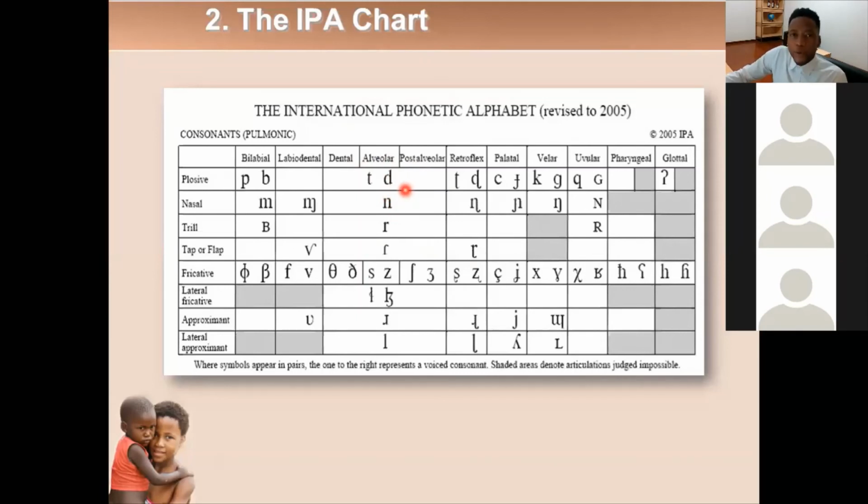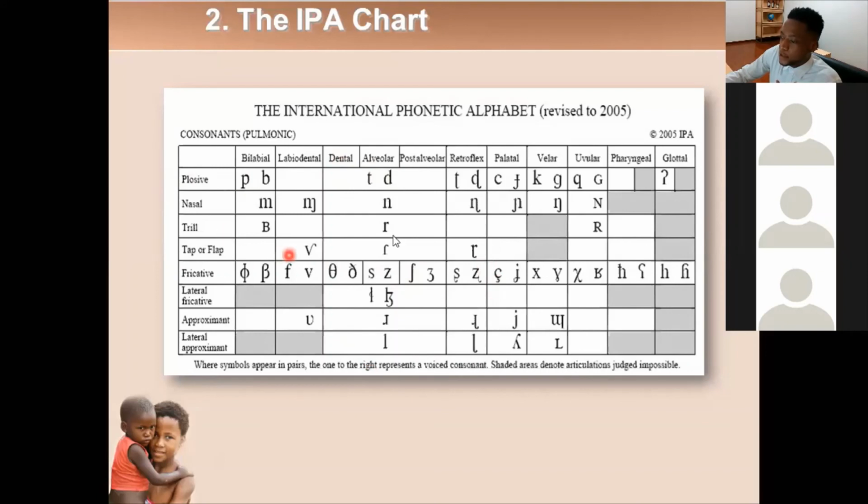So where do we get the names of these sounds? We look at the top. This word is dental. We look at this block, we look on top for the place name, and then we look at the row to get the name of the sound. So this one could be called a dental plosive, because it's under dental and next to the word plosive.